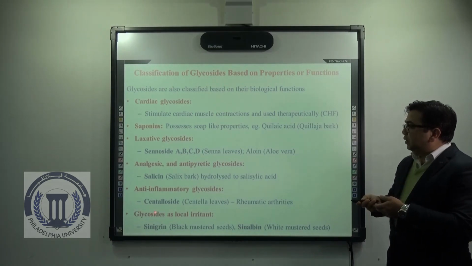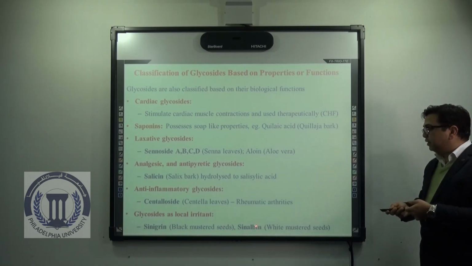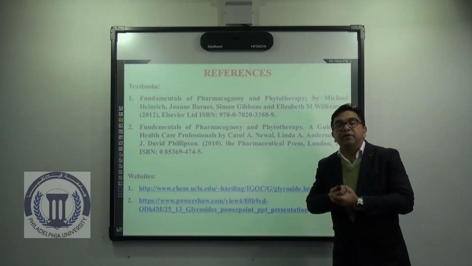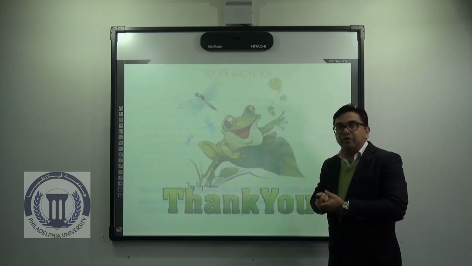Another example is glycoside as locally irritant, for example, sinigrin, available from black mustard seed, and sinalbin, that is available from white mustard seed. So with this I finish the classification of glycoside. These are some of the references. Thank you for your attention.